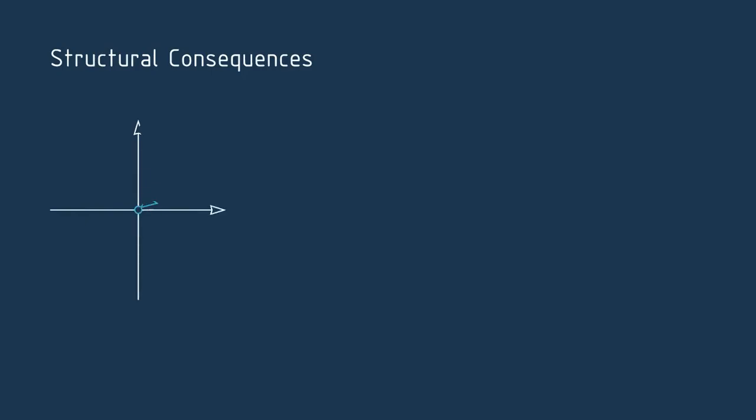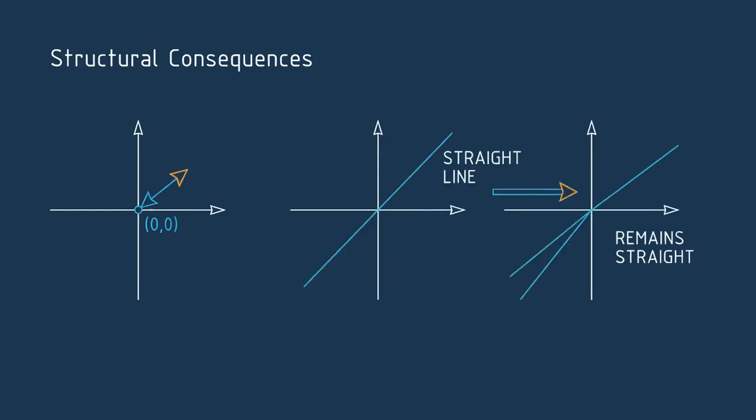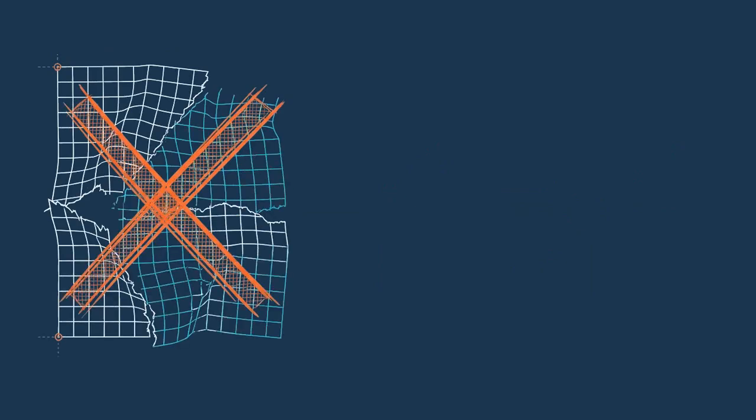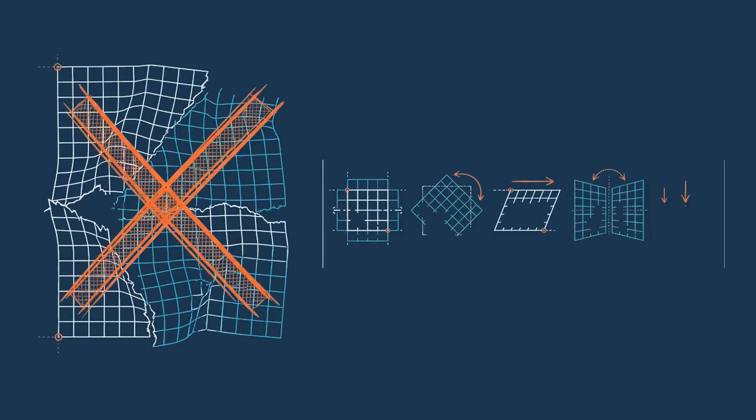One immediate consequence is that the 0 vector must map to 0. Another is that straight lines through the origin stay straight lines through the origin. So linear transformations don't bend space or tear it. They stretch it, rotate it, shear it, reflect it, or flatten parts of it.